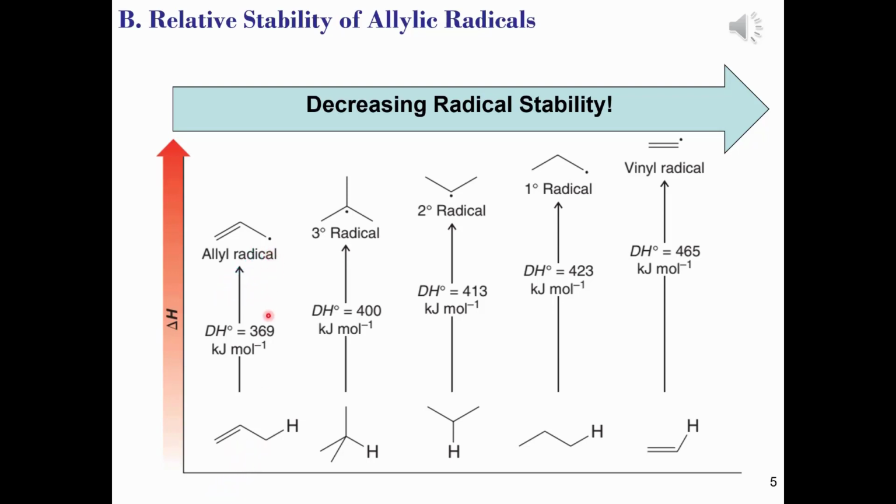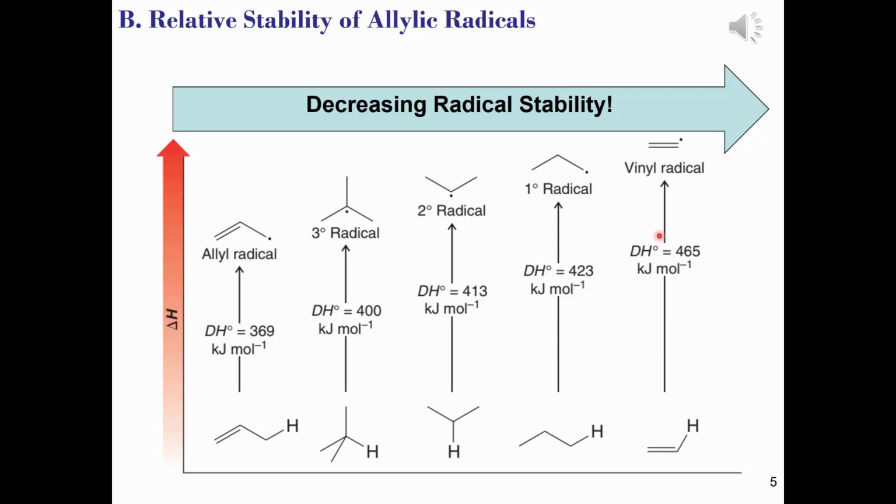Now, if we think about bond dissociation enthalpy, this is the energy that's required to homolyze the carbon-hydrogen bond, and for the allyl radical, this is the lowest, it's 369 kilojoules per mole, whereas for the vinylic radical, this is far higher. For the tertiary, secondary and primary radicals, these are stabilized by hyperconjugation. And we see that the bond dissociation energies are steadily increasing with the decrease of number of carbon atoms that are surrounding the center that has the unpaired electron.